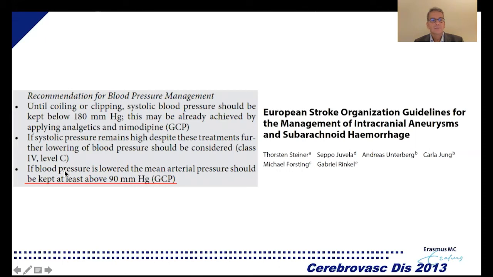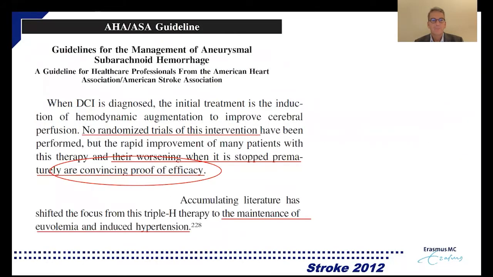On the other hand, blood pressure should always be kept at a mean arterial pressure above 90 millimeters of mercury, which was a good clinical practice statement. So there's no firm evidence for this, but it was an advice all the same.